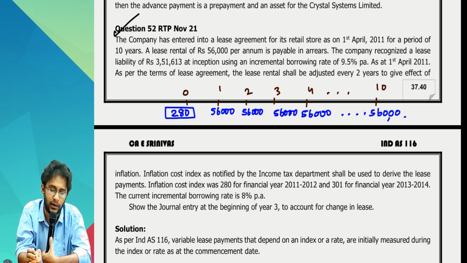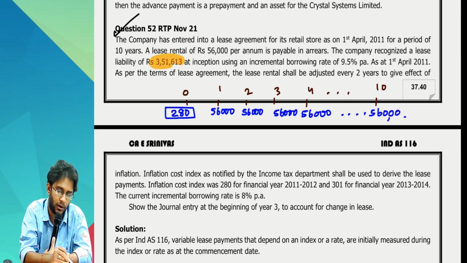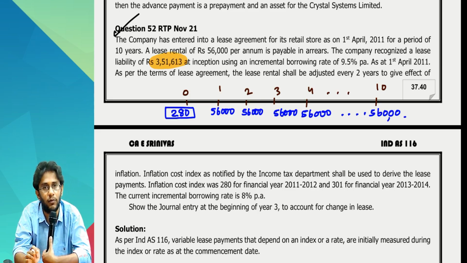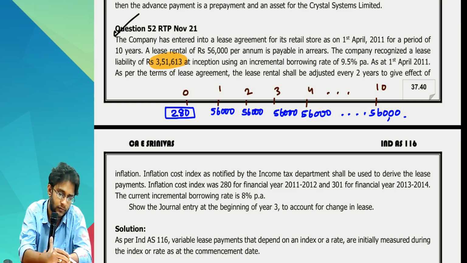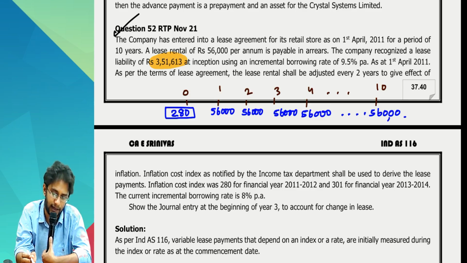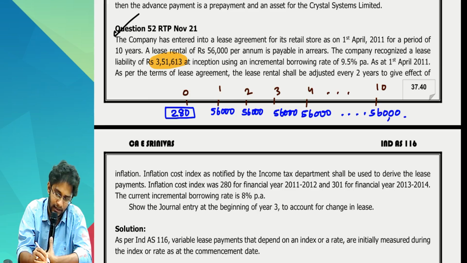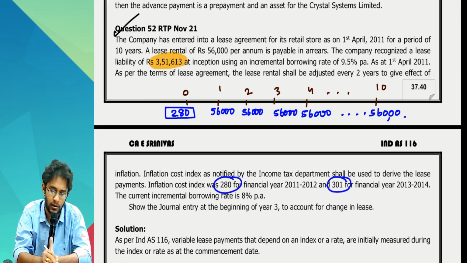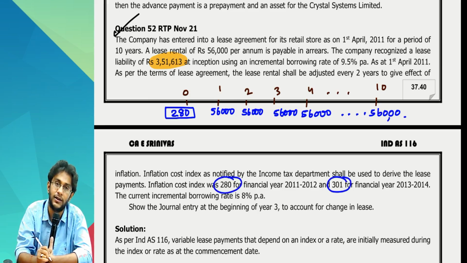Accordingly only we did measurement. Accordingly only we got this 351,613. Like that accounting we have done for 2 years. Now I am standing at the end of second year or at the beginning of third year. At the beginning of third year, I came to know that the latest index is 301. So what you have to do now? You have to update your lease rents.